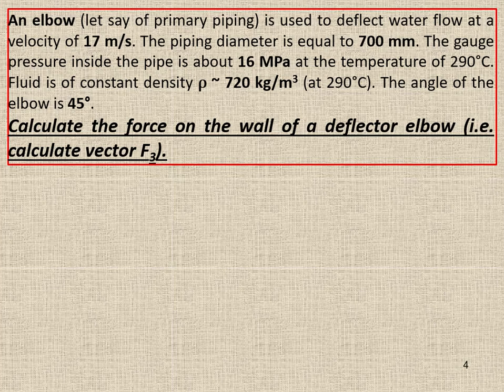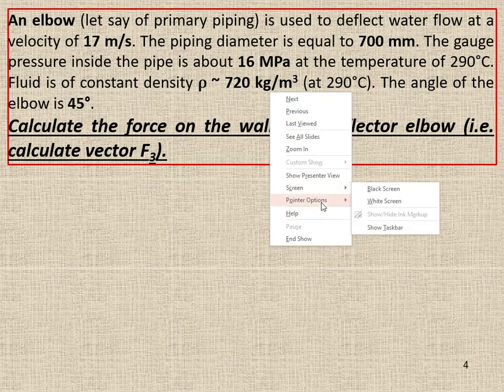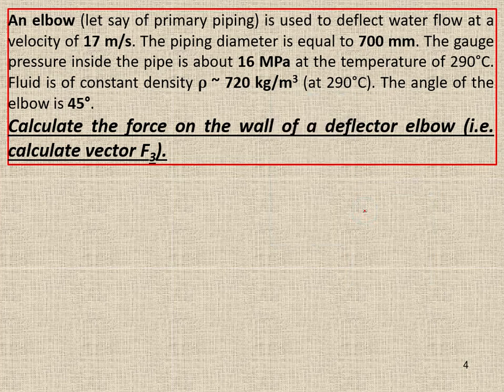And the second purpose of the fitting is to change the direction of the flow. So bends are basically used for this purpose. Here they used the term deflect the water, so basically we use bends to change the direction of the flow. The term they use is used to deflect the water flow. The piping diameter is equal to 700 mm, which is given.